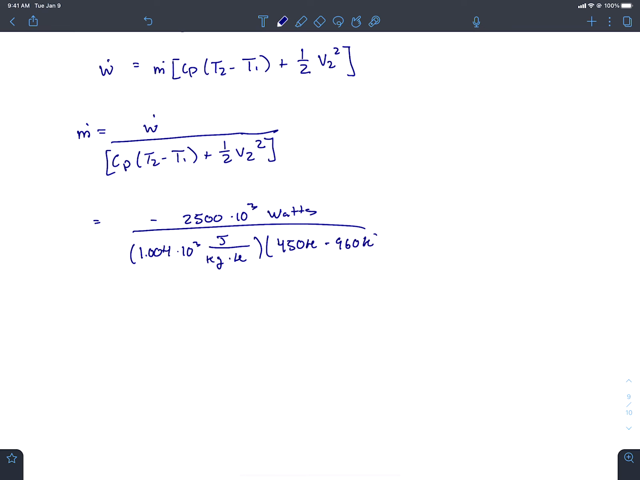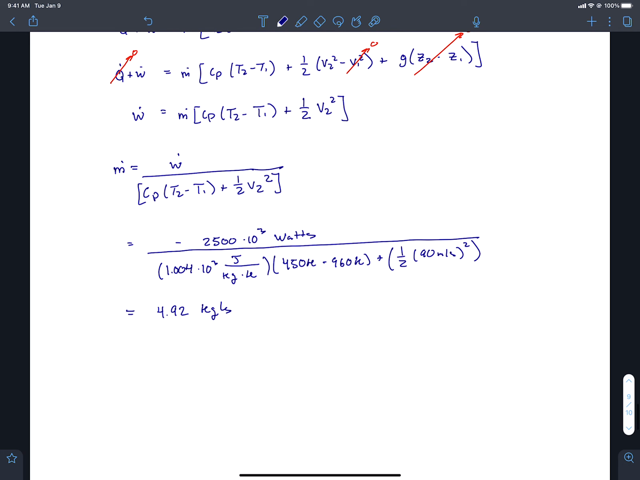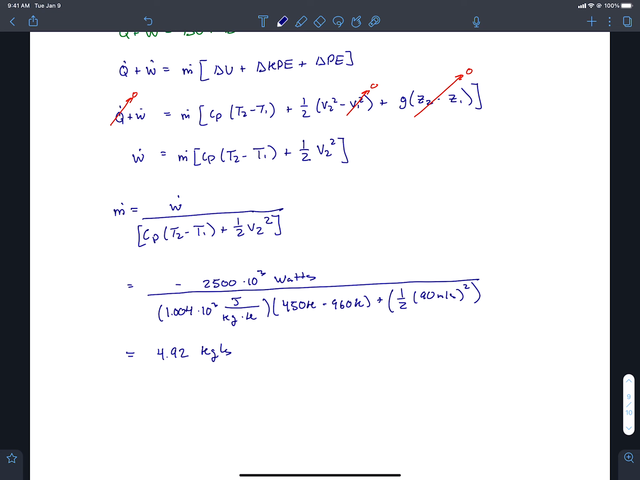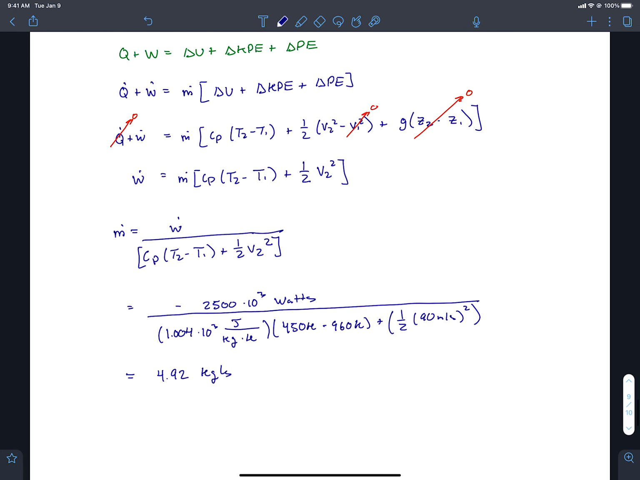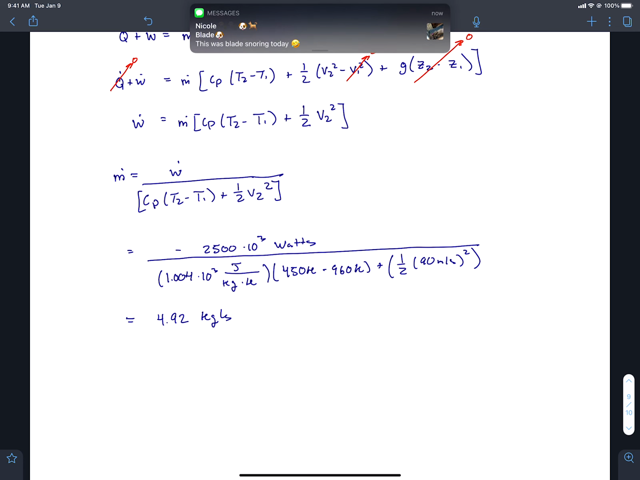Minus 960K plus 1/2 times 90 meters per second squared. Okay. And this will give us 4.92 kilograms per second. Okay, so that's part one.